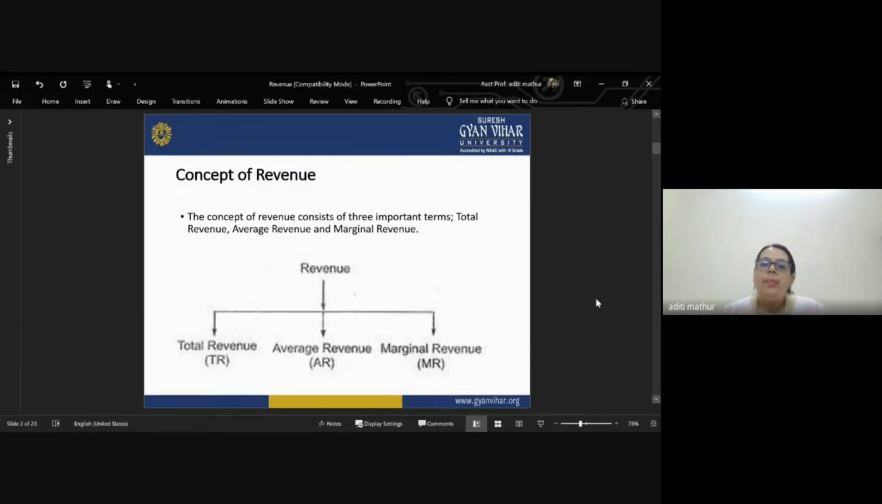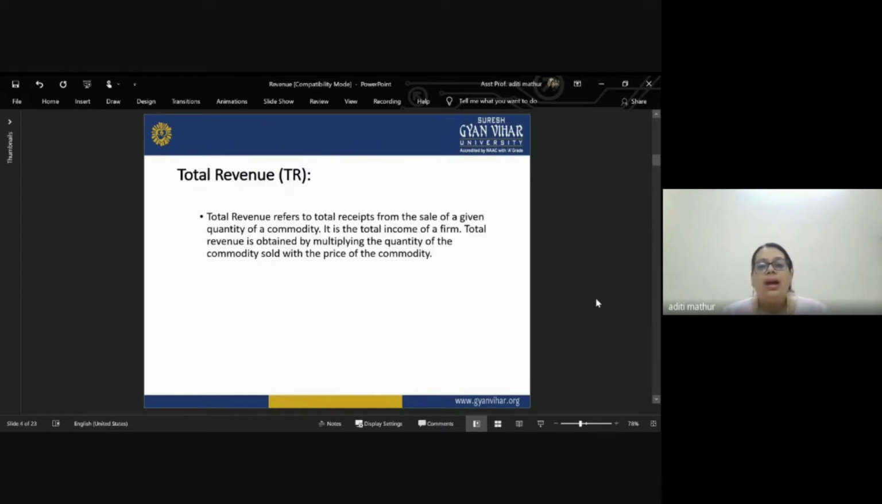So, if we talk about revenues, there are three important types of revenue which we should know in this entire unit. The first one is total revenue, then we have average revenue, followed by marginal revenue. So now let us discuss total revenue.